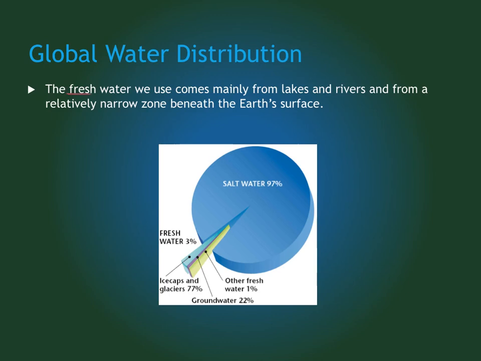If we look here, the fresh water we use usually comes from lakes and rivers and from a spot beneath Earth's surface. So here's the 97% of salt water. This little slice right here is fresh water. Most of that little slice, 77% of it, is ice caps and glaciers, and the rest is groundwater, which is water beneath the ground. That's what lecture 2 is going to be on. And other fresh water would be lakes, rivers, and that kind of stuff. So as you can see, there's not a whole lot of readily available fresh water.